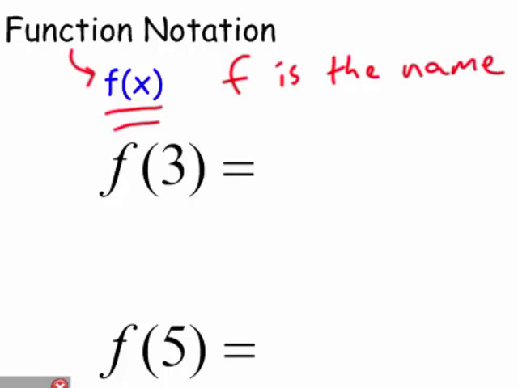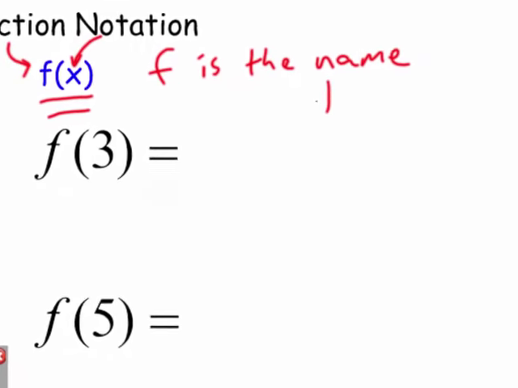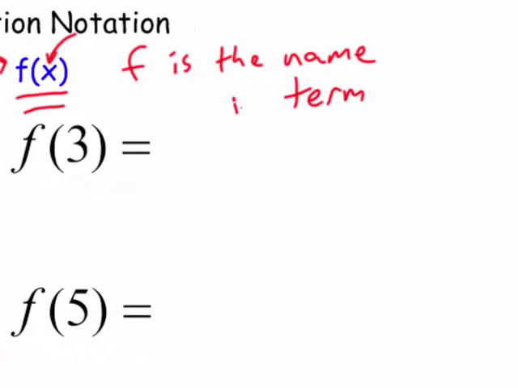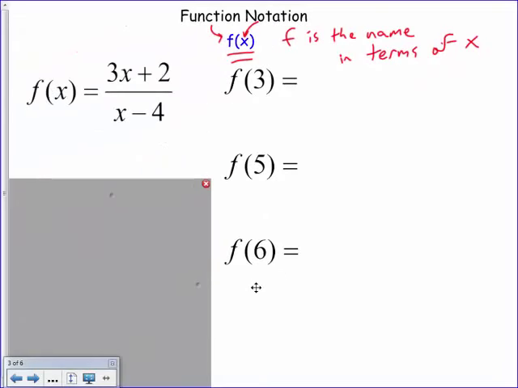And what's inside of there is basically what it's made up of. It's like f in terms of x. So f is the name, and it's in terms of x in this case. And all it really does is kind of just replace y, if you think about our equations of lines and parabolas and things like that. So really, instead of writing y, we're just writing f of x. That's really all we're doing in a way.